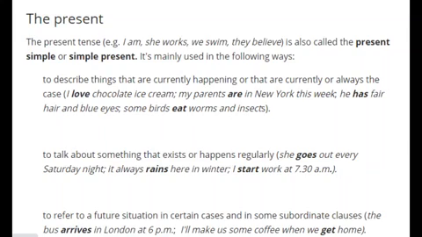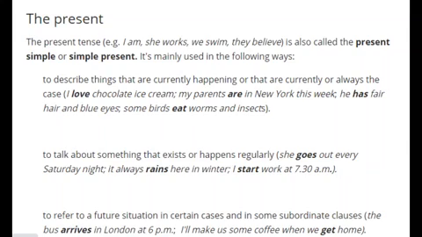Now the simple present tense is also used to refer to a future situation in certain cases and in some subordinate clauses. The bus arrives in London at 6 p.m. I will make us some coffee when we get home. So these were the present tense.